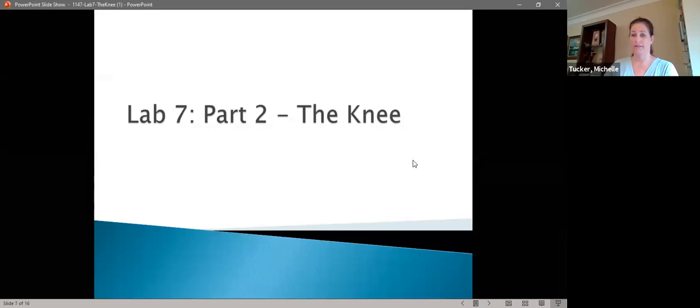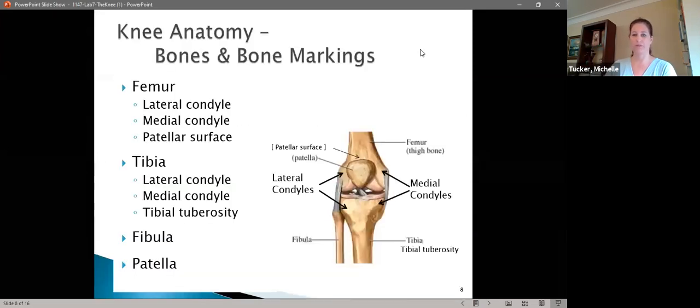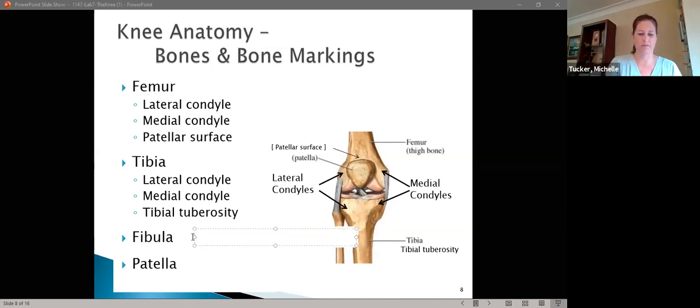For the knee joint, you do need to know the 4 bones that are present at the knee joint. The femur and the tibia are the only 2 that articulate. We'll talk about articulations next, but the 4 bones are the femur, the tibia, and the fibula, which is on the lateral side. So remember, this is lateral, and this one is going to be medial.